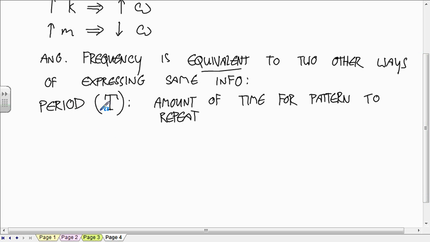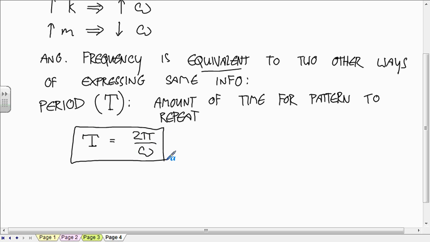The relationship between omega and the period is that the period is equal to 2 pi over omega. Since you can calculate one directly from the other, they have exactly the same information. You don't need to know any more than the angular frequency to get the period. You don't need to know any more than the period to get the angular frequency. You just use them in two different instances.